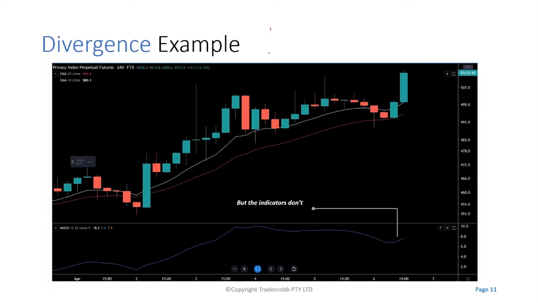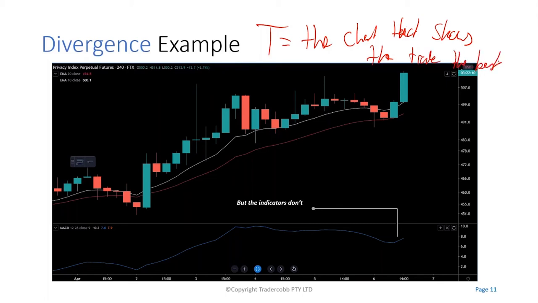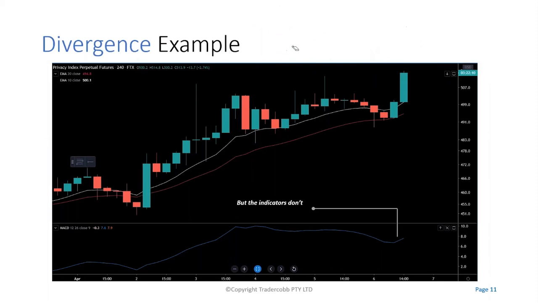If this is your trigger chart, and trigger chart equals the chart or time frame that shows the trade the best. I know my handwriting's like a doctor's, but guess what? That's me. That's why I try and explain things clearly, because my handwriting's terrible.